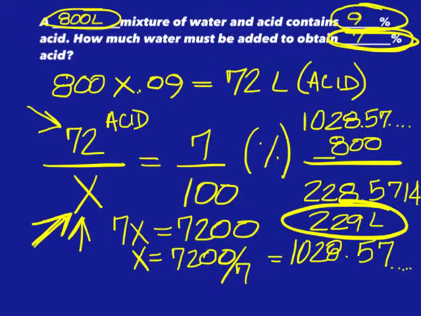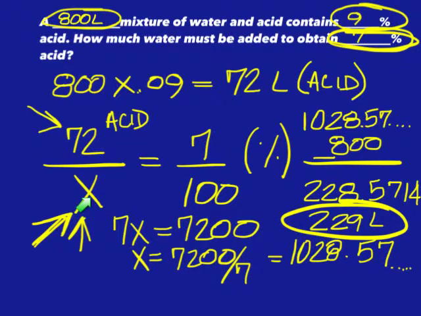Here's a quick review. We started with 800 for our total mixture. We multiplied by 9% acid. That gives us 72 liters of acid. The percent that you're going to end at, the 7% of acid that's going to happen after you add some water, is 7 over 100, and that's equivalent to your amount of acid over what the new total would be.